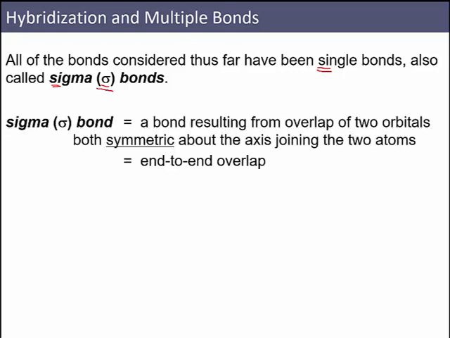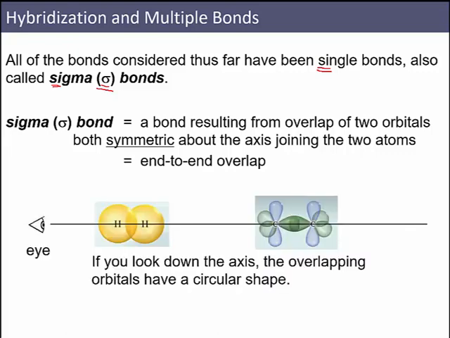Right? It is a bond resulting from the overlap of 2 orbitals and is going to be symmetric about the axis joining the 2 atoms, or end-to-end overlap. Right? So if you looked down with your eyeball along this axis, it's going to be the same. Overlapping orbitals are going to have a circular shape to them.